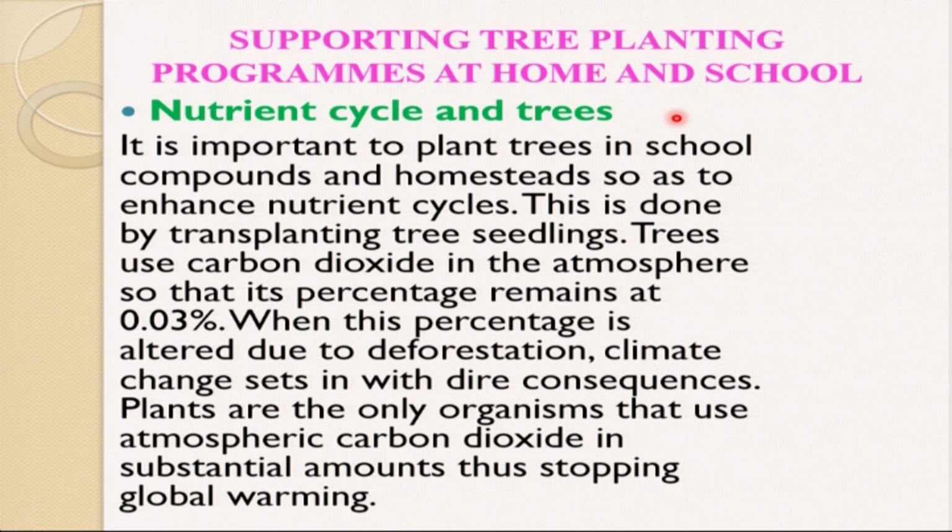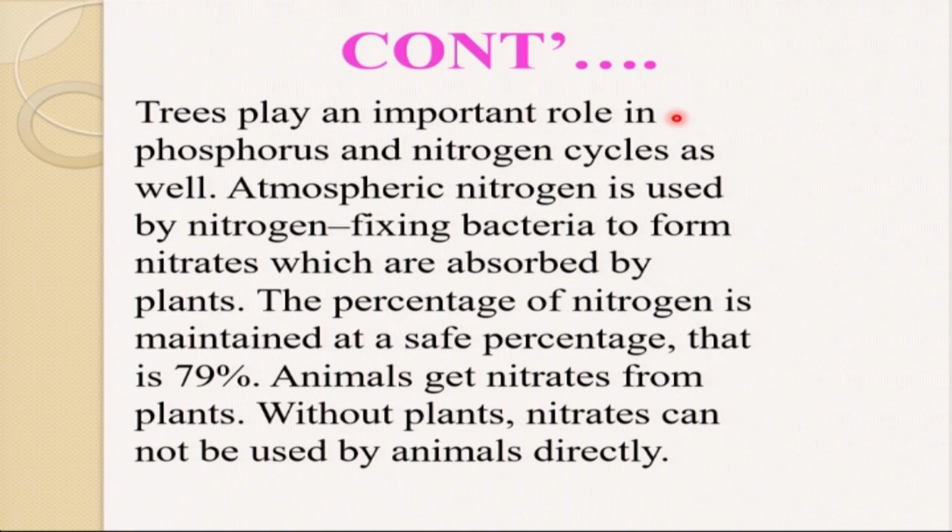Plants are the only organisms that use atmospheric carbon dioxide in a substantial amount, thus stopping what we call global warming. So we have to plant the trees, because if you plant the trees, we are enhancing what we call the nutrient cycle. Trees play an important role in the phosphorus cycle, in the nitrogen cycle, in the carbon cycle.